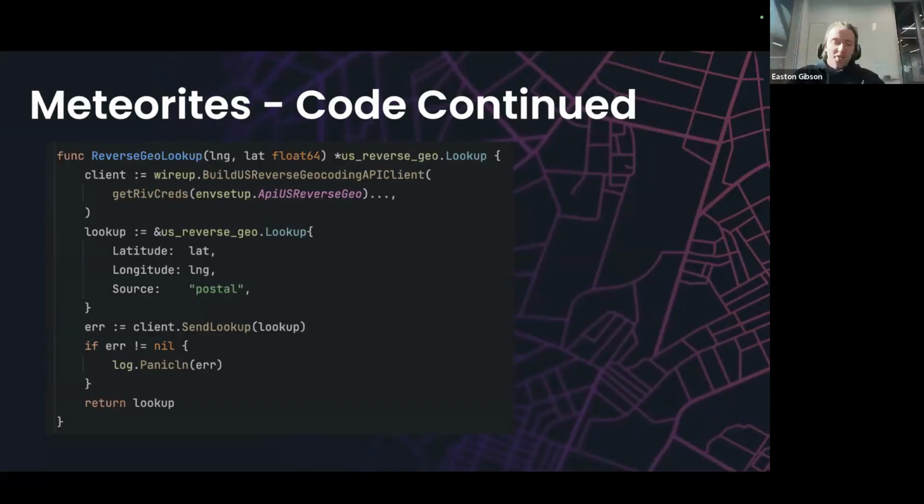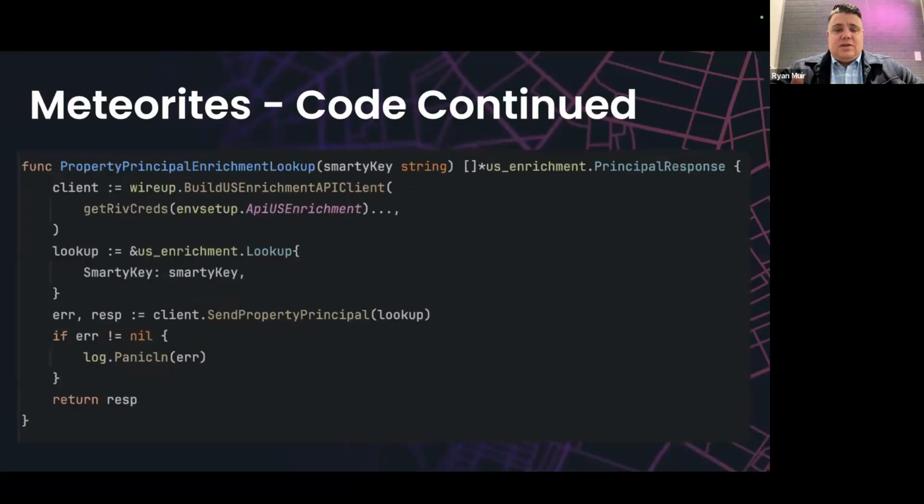chaining the APIs together like this. That's something they can expect from Smarty pretty regularly, right? It's simple SDKs, and the terminology will stay the same across all the SDKs, not just the Go SDK. The pattern is propagated through all SDKs. And this is the same lookup for enrichment, except now it's doing a send property principal instead of a send risk. So once again, it just takes in the Smarty key and sends it off.